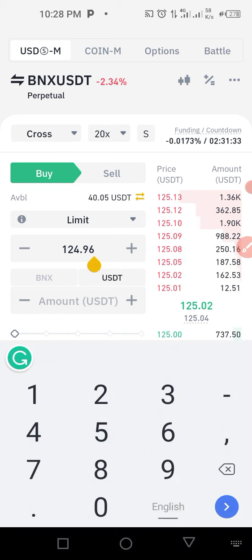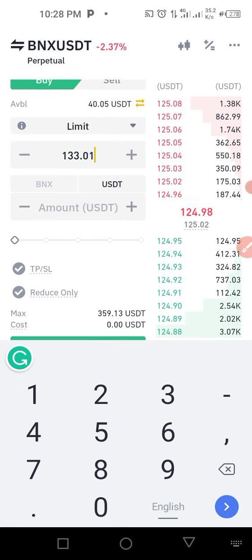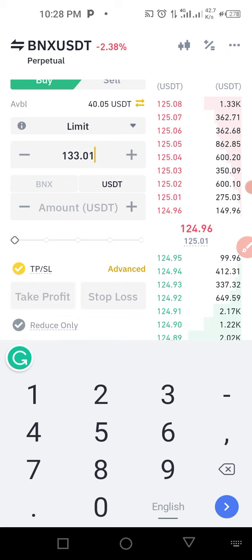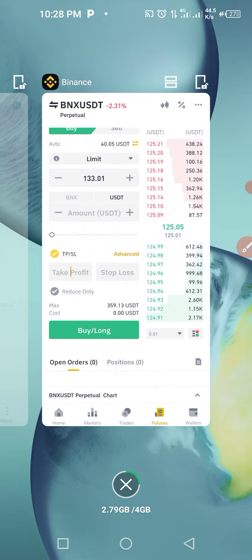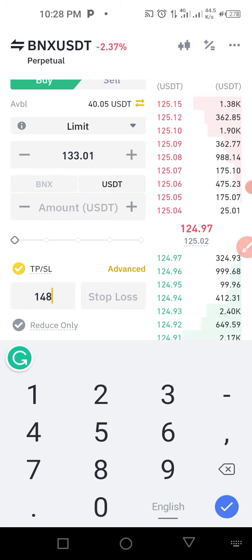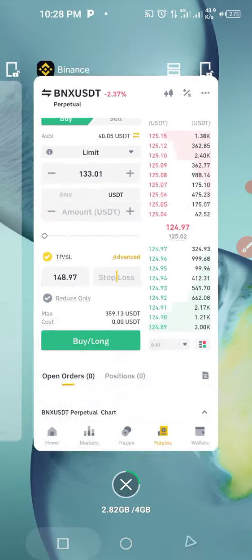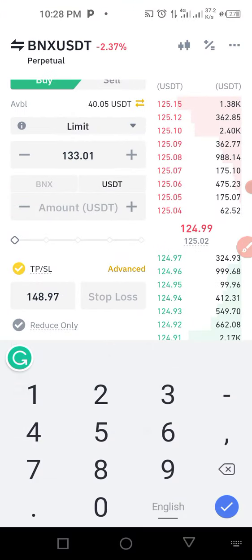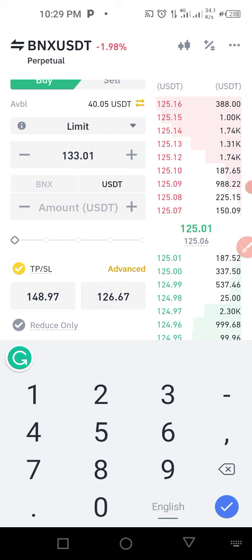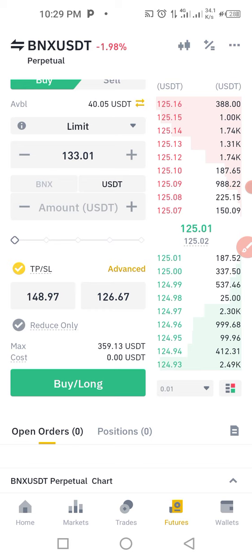All right, it's back. So 133.01. You can see TP/SL. It means take profit and stop loss. You can click it. Then in your take profit, you put the value there. I'm taking my profit as 148.97. Taking my profit here, and I want to stop the loss at 126.67. All right. So this is one way of putting in your take profit and the stop loss.